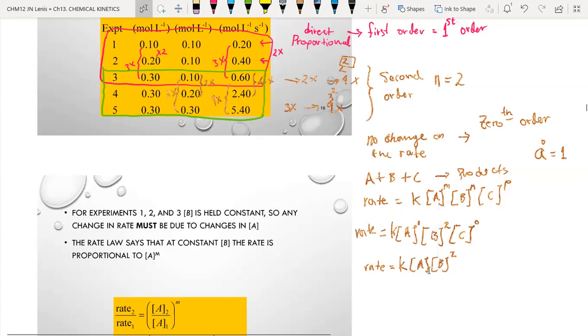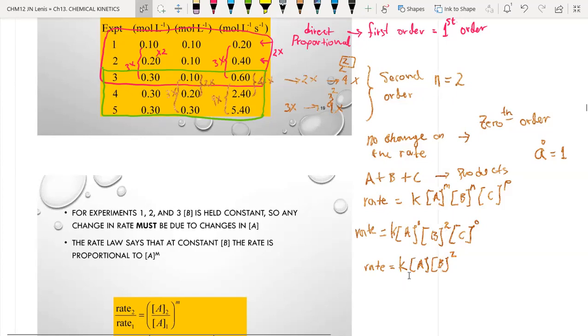Also, the way we understand this is telling you that since this is first order, every time you double this concentration, the speed will double. That's first order. And here, with respect to B, is second order. So it's telling you, every time you double the concentration of B, the speed of the reaction will quadruple. That is what it's telling you.